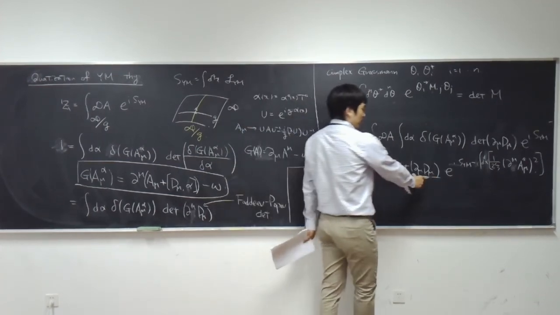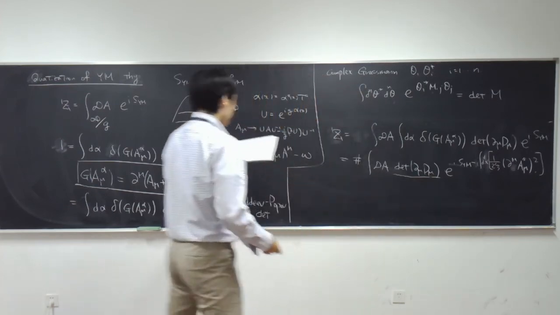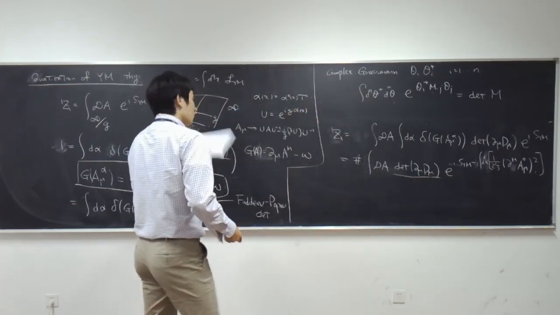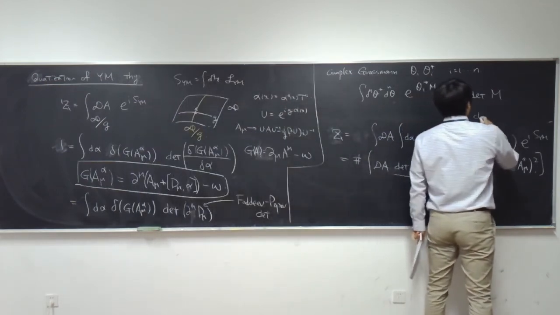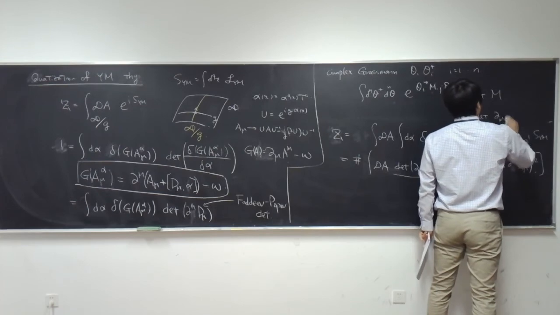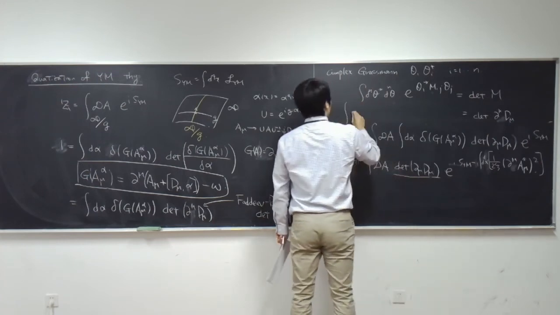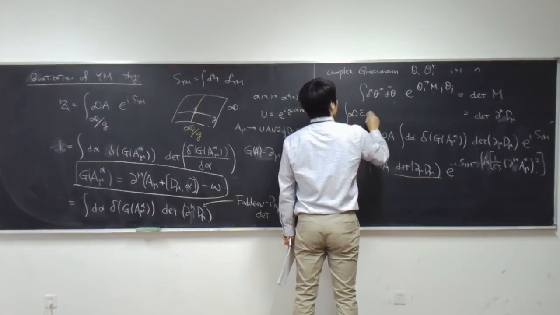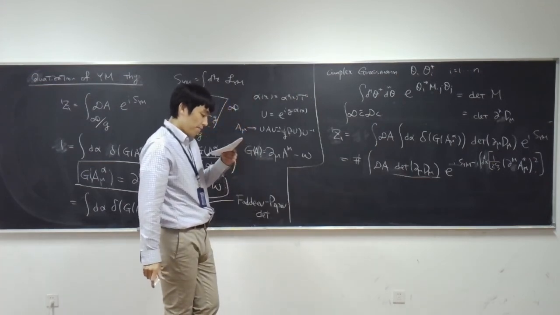Sandwich this Faddeev-Popov operator by some complex Grassmann variable. So that's what we want. Therefore, what we want is the determinant of partial mu D mu. Partial mu D mu is some functional integral over a complex Grassmann variable field.